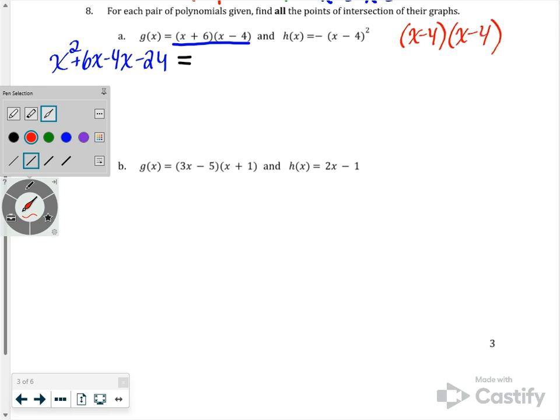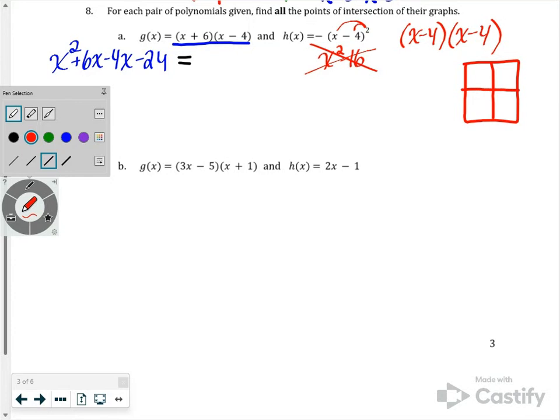So a really common mistake that people make is they just square the x and they square the negative 4. And that would be x squared minus 16. And that is not how you write x minus 4 squared in standard form. You're forgetting major pieces of that factoring. So I want to show you the box method. I want to show you a strategy to make sure that you get the other terms.